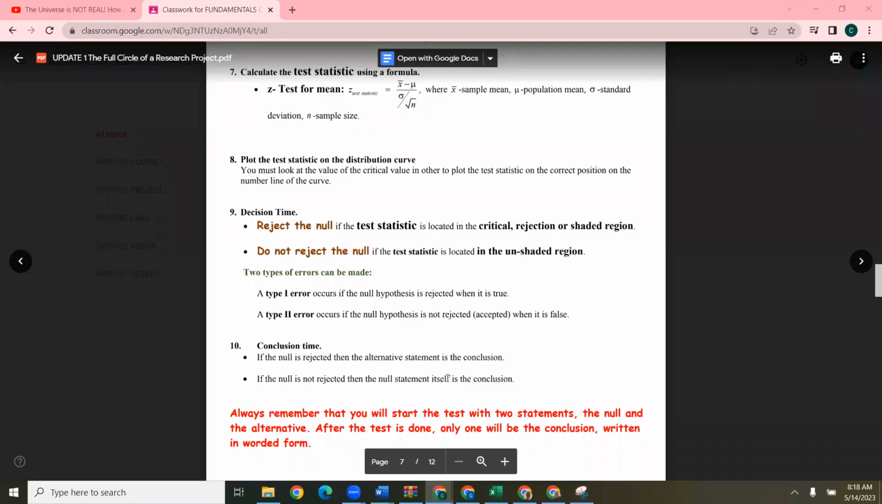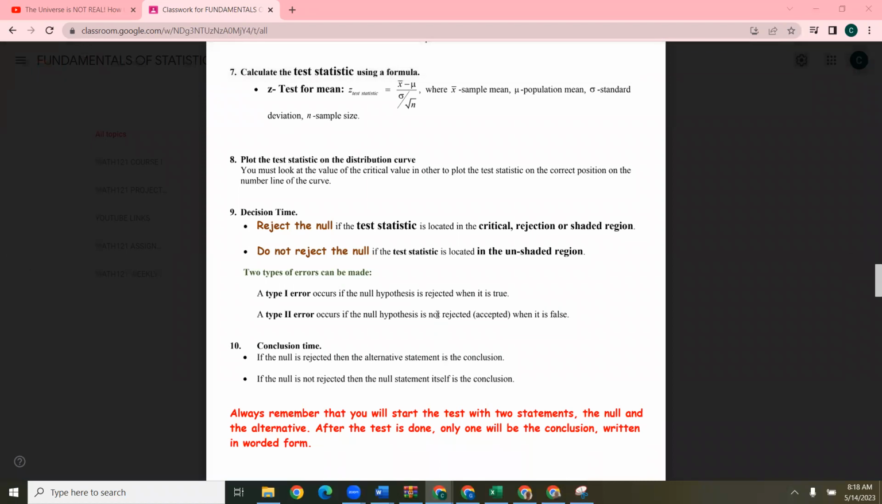So since we have rejected the null hypothesis, we may have committed a type 1 error. We will not know because we are using the statistics to make our decision. And as it says, if the null is rejected and it is true, then a type 1 error may have been committed. We have rejected the null, so it could have been true.